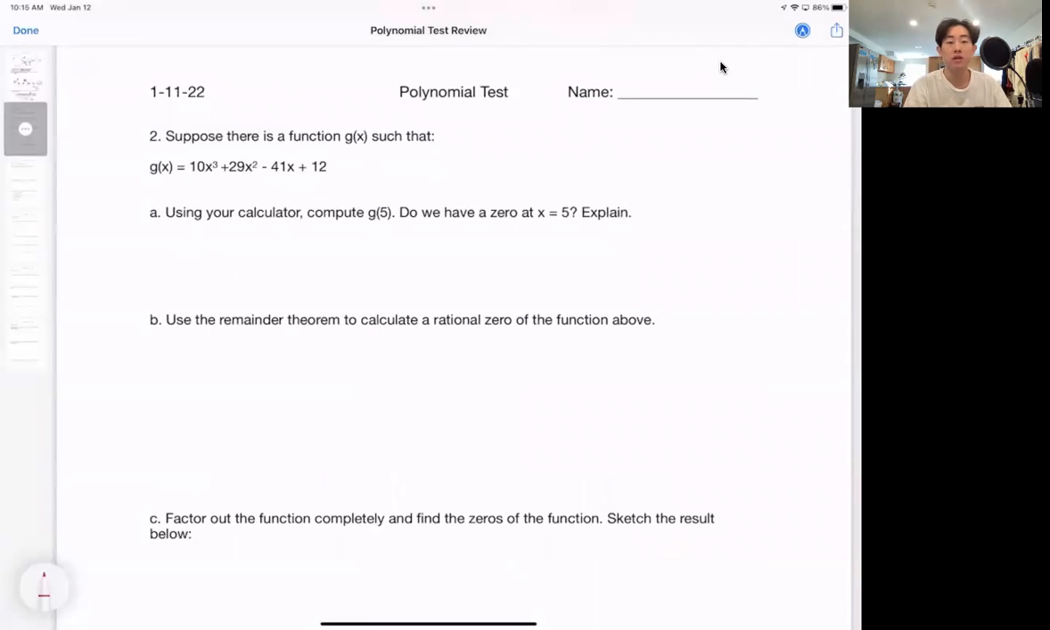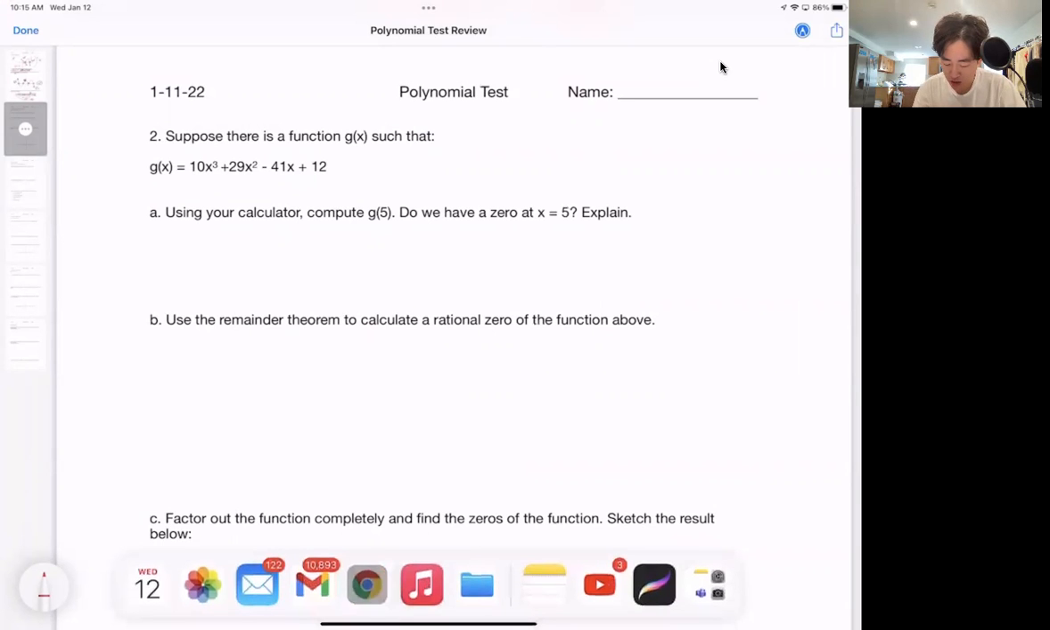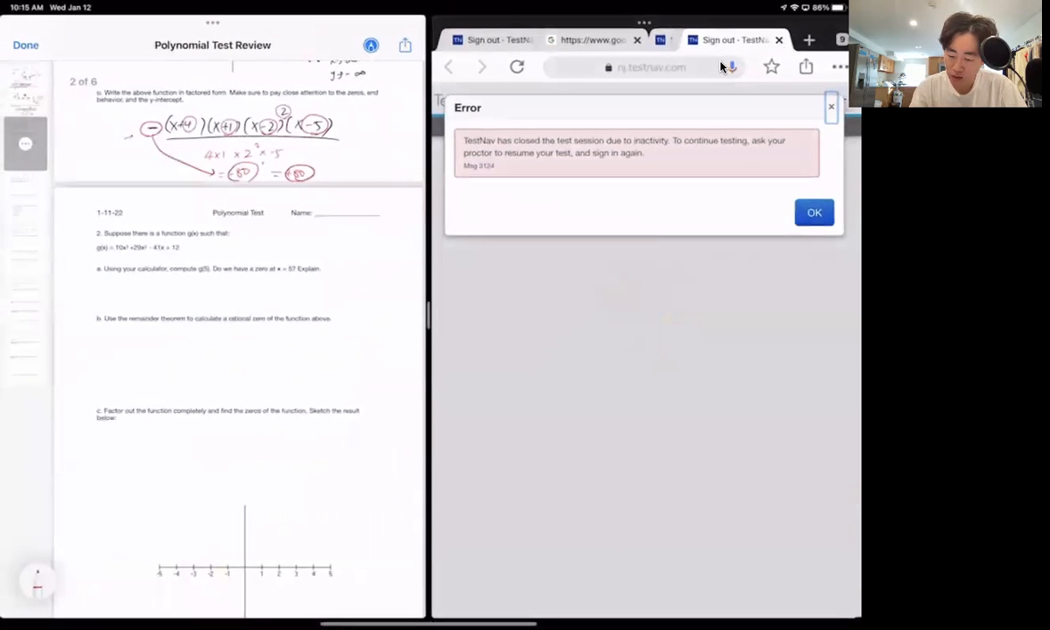All right, so now let's go over to number 2. Number 2 says g of x is 10x to the power of 3 plus 29x squared minus 41x plus 12. Using your calculator, compute g of 5. All right, so I am just going to use our calculator here. Just going to pull it up on the side.